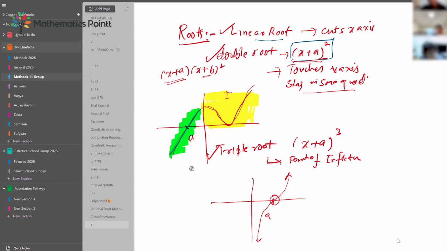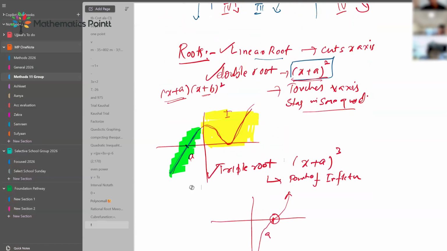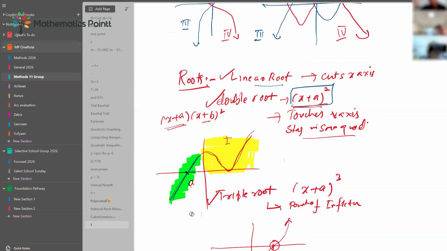Let's try one. Now, one more important point here in the double root scenario: double simply means the even root. So if I have (x + a) raised to the power of 4, that will also create a parabola, a U kind of shape. Just remember that. Double, or even, should I say. Even power. Okay?